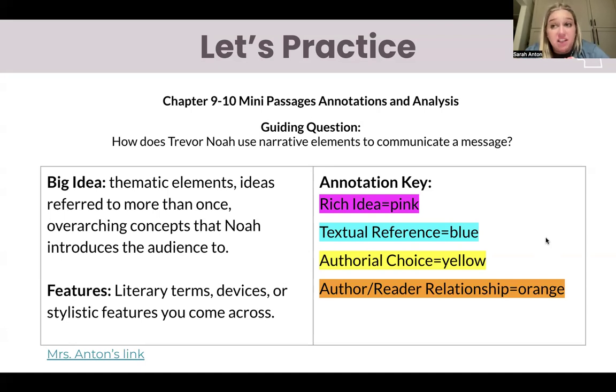And then I have given you a sample from chapter 15, which is also my favorite chapter. And what I want you to do is write a short sample paragraph of your own and then go back in and annotate your rich idea, your text evidence, your authorial choice, and your author-reader relationship in your own paragraph. This will make sense once you open the assignment, okay?